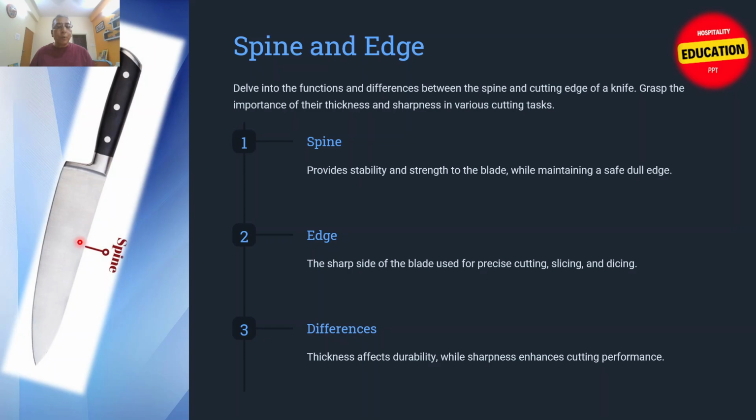What is the difference between these two areas? The thickness of the spine affects the durability and strength, and in the case of the edge, the sharpness defines the performance of the knife.